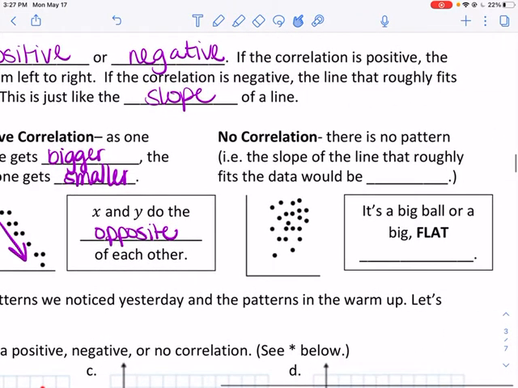And no correlation means that there is no pattern. If you were to draw a line, that line would be flat. So it's a big ball, it's a big jumbled mess, a big fat flat blob.